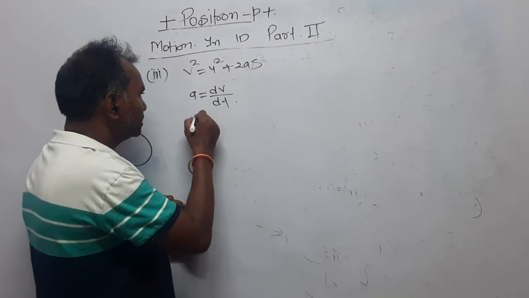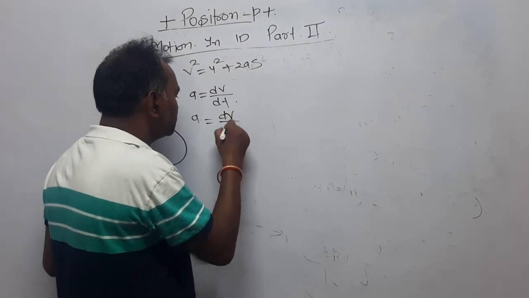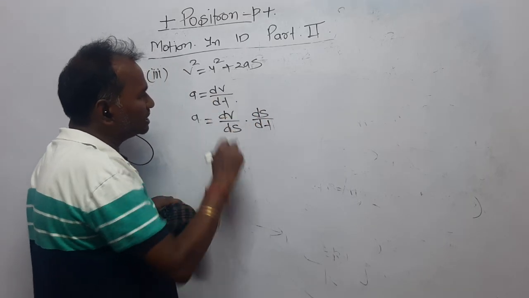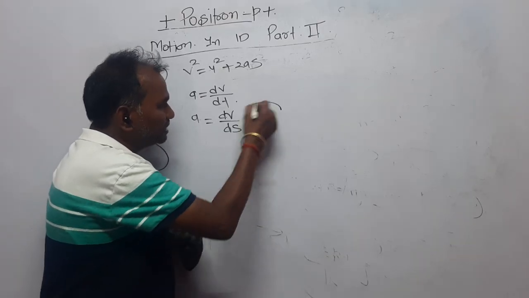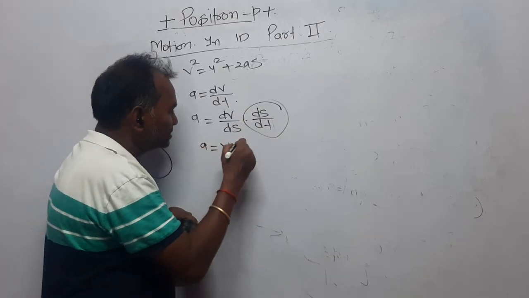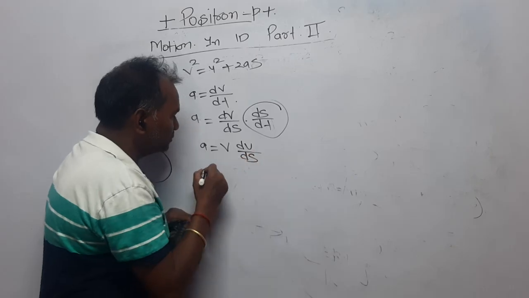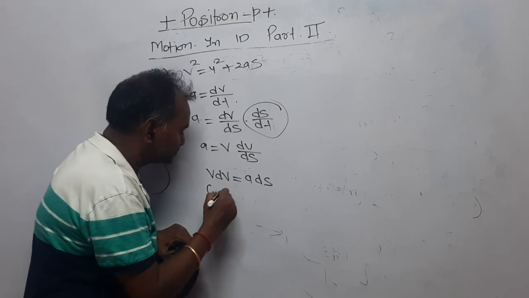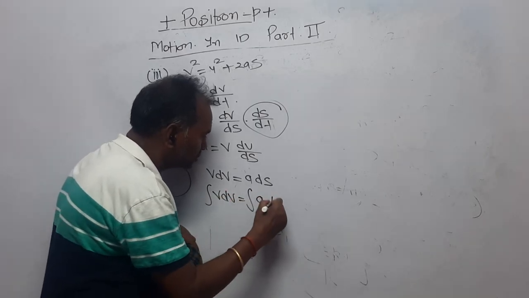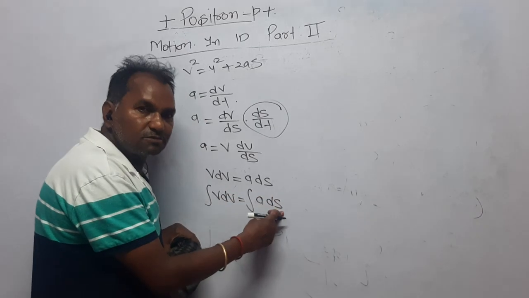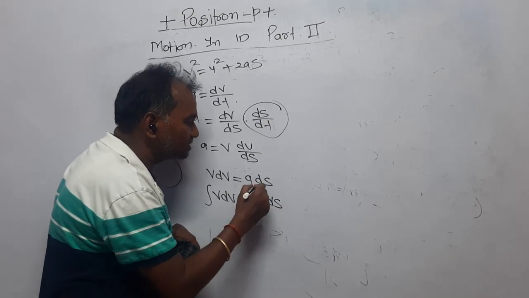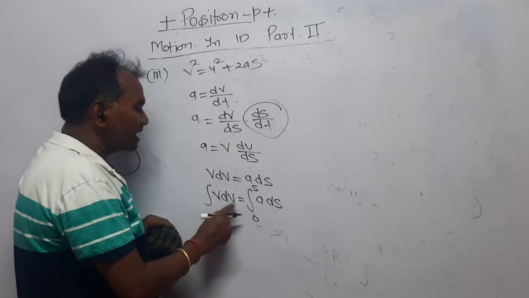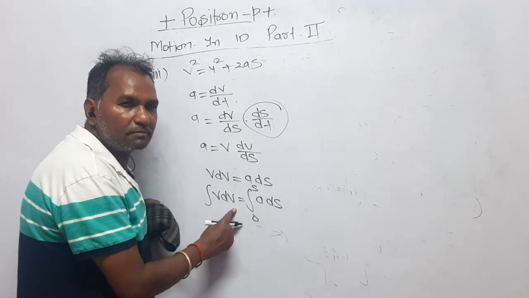So what I am doing is dividing and multiplying by ds, right? If ds is cancelled, again you will get a is equal to dv upon dt. But ds upon dt is the velocity. Now you can write v dv is equal to a ds. Integrate it. Dear student, it is with respect to displacement, so the limits will be with respect to displacement, meaning let the body move from 0 to s, and for dv, with respect to velocity, we have to keep the limits.